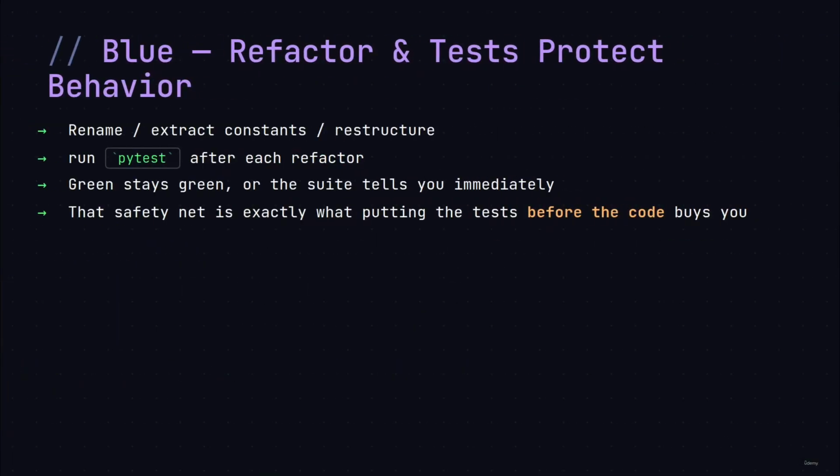Now to the last step, the blue step, and this is where we can refactor with peace of mind because our tests are basically protecting the behavior. And refactoring is anything from renaming, extracting constants, restructuring our code, and then every time we're going to run PyTest after each of these refactorings. Green is going to stay green, or if the suite fails, it'll tell us immediately that we've broken the function. And then we won't change the tests because that is the spec, but we will change the code. And that safety net is exactly what putting the test before the code buys you. And this is TDD in a nutshell.